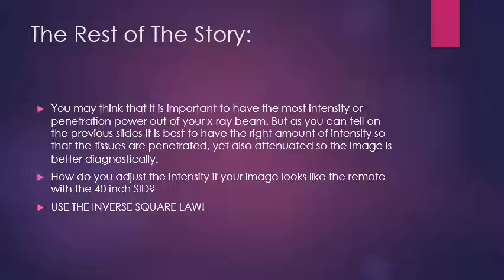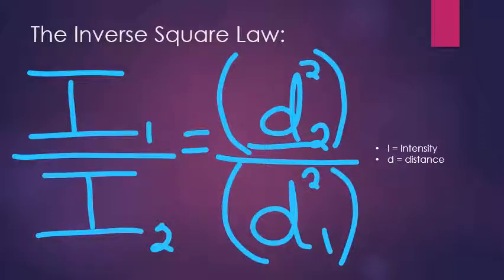So how do you adjust the intensity of that image? Do we want to change our technical factors? Well, maybe, but in this case, we're going to use the inverse square law. A quick look at the inverse square law formula. I want you to keep in mind that I is intensity and D is distance. So just like with any other formula, we're going to start out on the left. Our intensity number 1 over intensity number 2 equals the distance squared from distance number 2 over the distance squared from distance number 1.